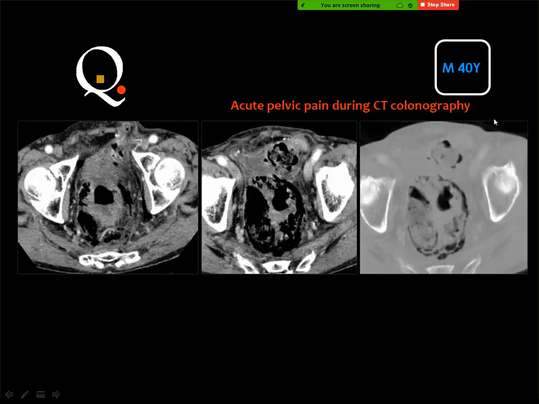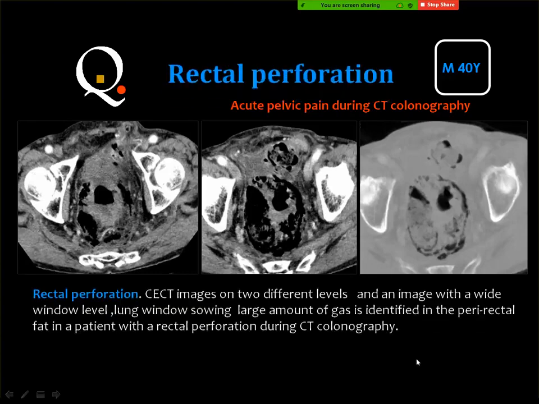This patient developed acute pelvic pain during colonography. Perforation. Yes, and this is rectal perforation where you got extensive air around the rectum. If you do not know the history, you may call this necrotizing fasciitis of the pelvic floor. But whenever you know that there is an intervention in this area, then you may think of perforation.